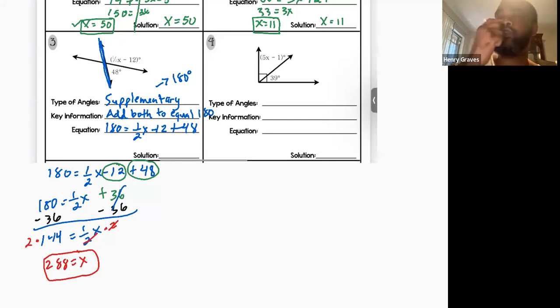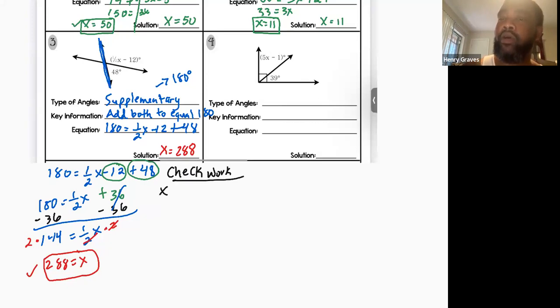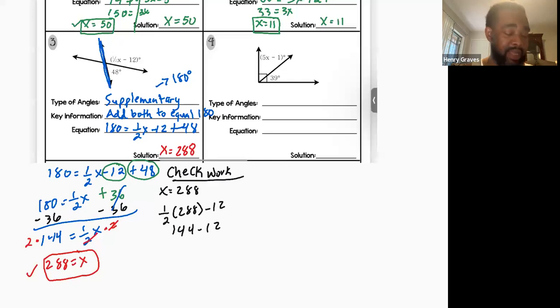So x is equal to 288. Now I can check my work to make sure I actually did it right. I'm going to check work here in black. If I check work in black here, x equals 288. I'm going to do 1/2 of 288 minus 12. I know half of 288 is 144. Minus 12 is 132, I believe. 144 minus 12. Yeah, 132. Now if I add that to 48, right? That's what I initially had in the other angle. I do get 180. So this does check out to be fine.